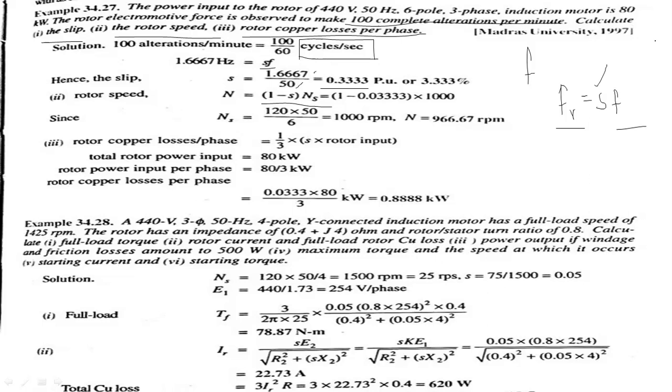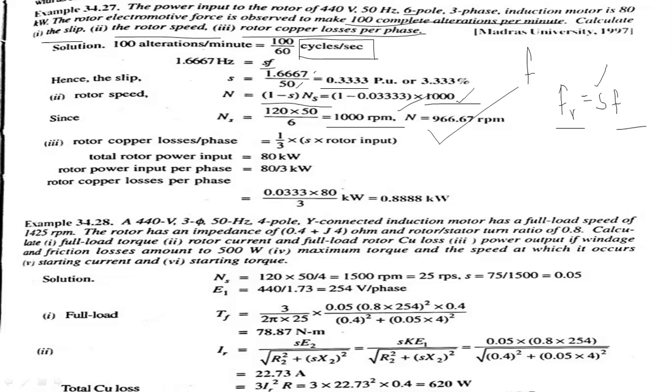So calculate the rotor speed and the rotor copper loss. How do we find NS, since it is not given? NS is 120 F by P, which is 120 into frequency 50 by P, where P is 6. You will get 1000 RPM. So you substitute here: NS 1000 into 1 minus 0.0333. That becomes N, the rotor speed, 966.67. If you observe, NS is greater than N. Always N is below NS.